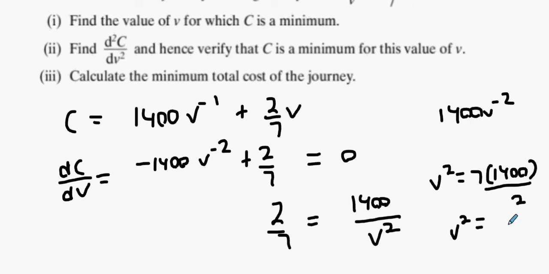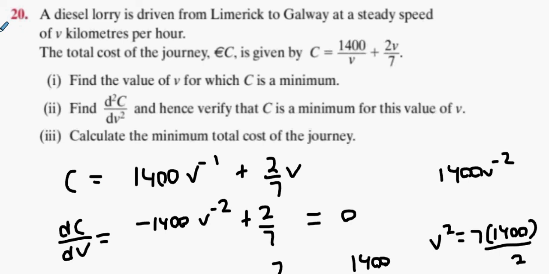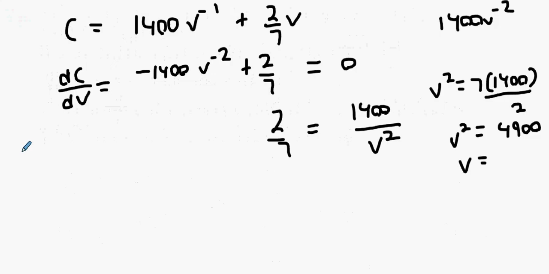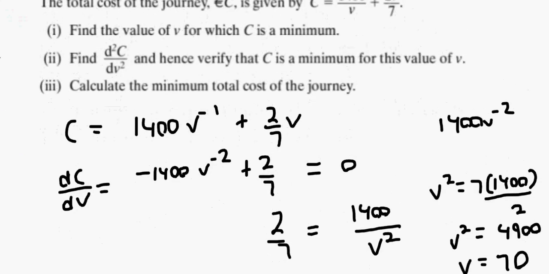And if that's 4,900, square root that to get 70. Is 70 allowed to be positive and negative, or does it have to be positive? Yeah, you can't travel minus 70 kilometers. You have to travel plus 70 kilometers. So v equals 70. Is that all I want?